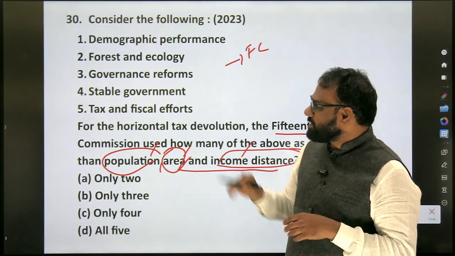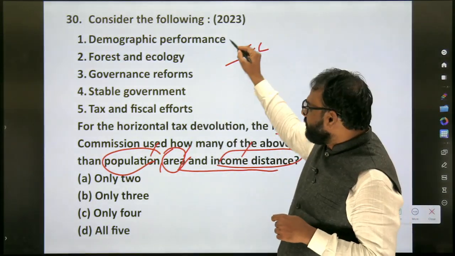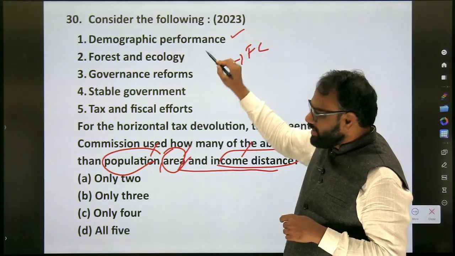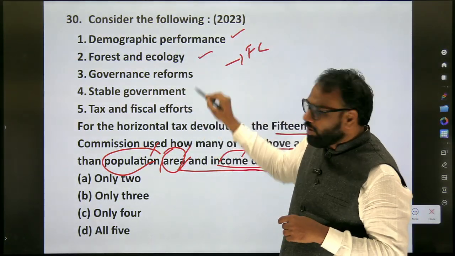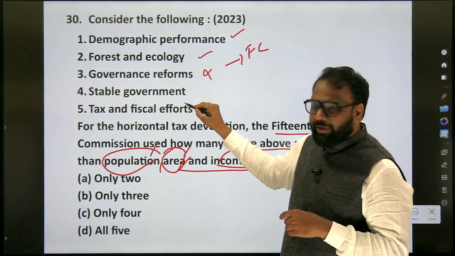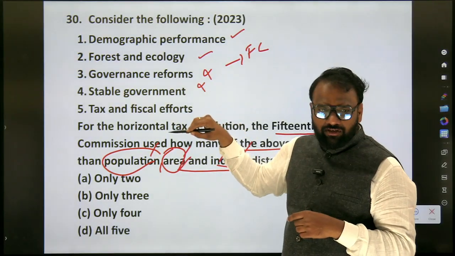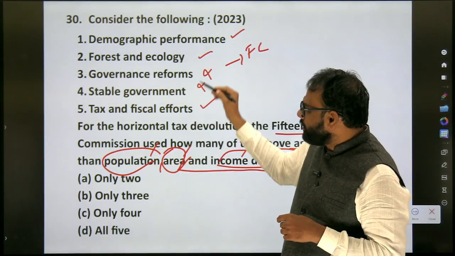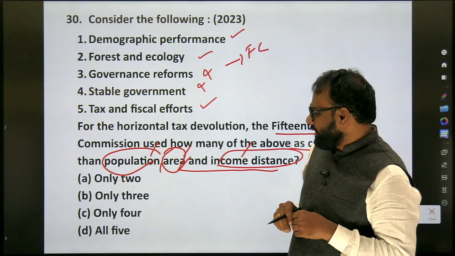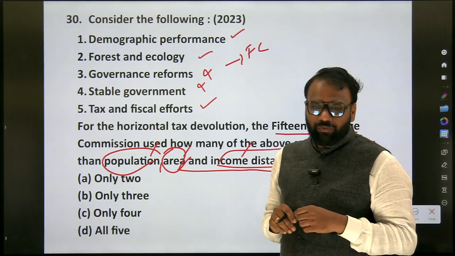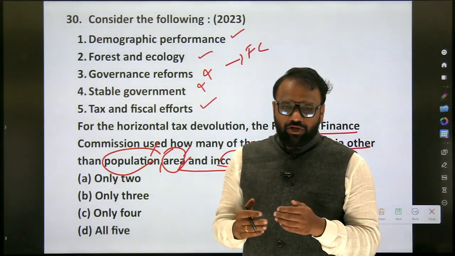So which are the other parameters that they have used? Demographic performance, they have used? Yes. Forest and ecology, they have used? Yes. Governance reforms? No. Stable government? No. Tax and fiscal efforts? Yes. So answer is what? 1, 2 and 5. That is only 3. Okay, only 3. Now, 16th Finance Commission has already given the recommendation.